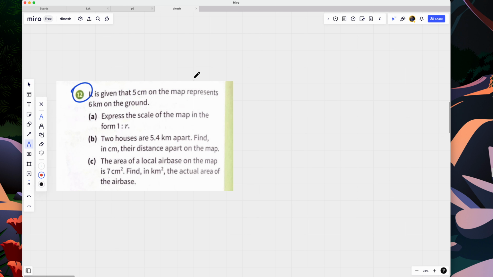So this is the map to real life questions, right? It says 5 cm on the map is to 6 kilometers in real life. I think you know which one is map and which one is real life.